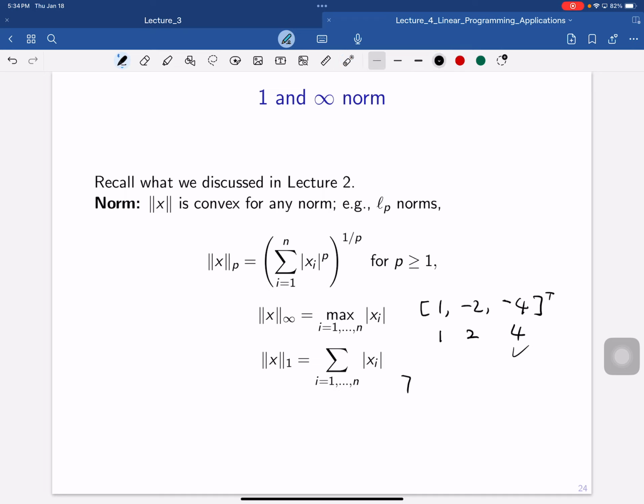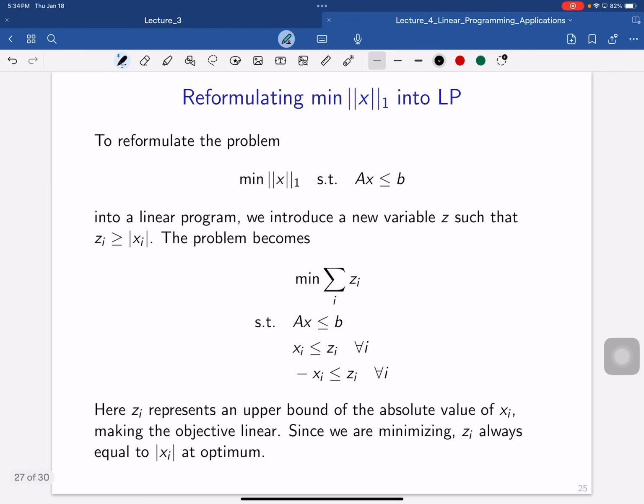Okay, so now I'm going to show some of those problems that involve the infinity and one norm that can be formulated as a linear program. So the first type of problem that can be formulated as a linear program is this one. If your objective is a one norm and the constraint is linear, this is a linear programming problem. That's a CSTR problem, right? If you are penalizing the manipulated variable and the state variables by the one norm, then essentially this is a linear programming problem, right? So how do we do that?